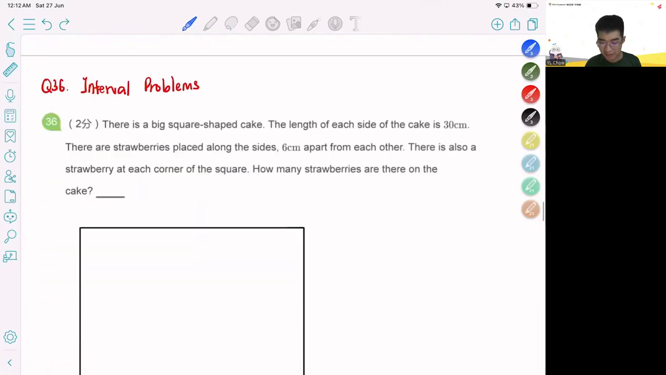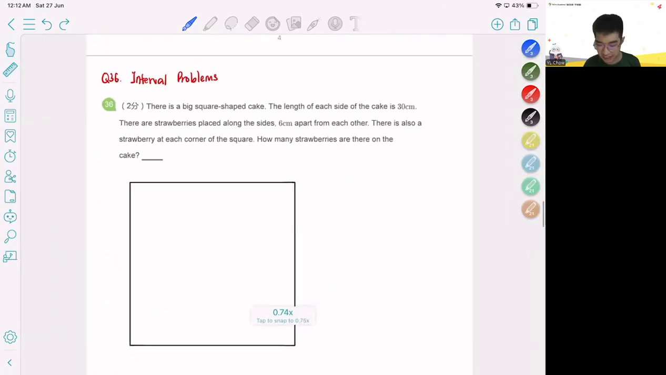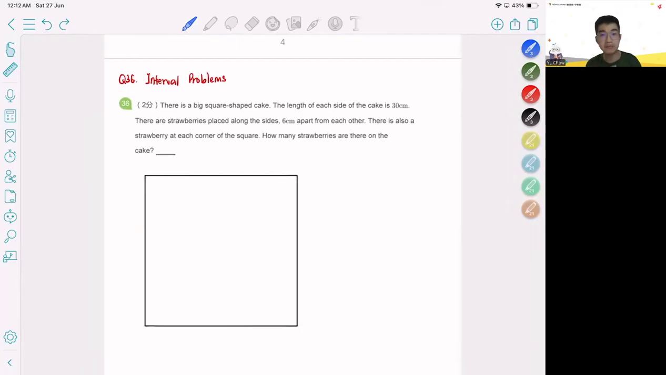Okay, now let's move on to question 36. Question 36 is an interval problem, and it's not the usual interval problem in a line. Let's read the question. There is a big square-shaped cake. The length of each side of the cake is 30 cm. Each side is 30 cm.